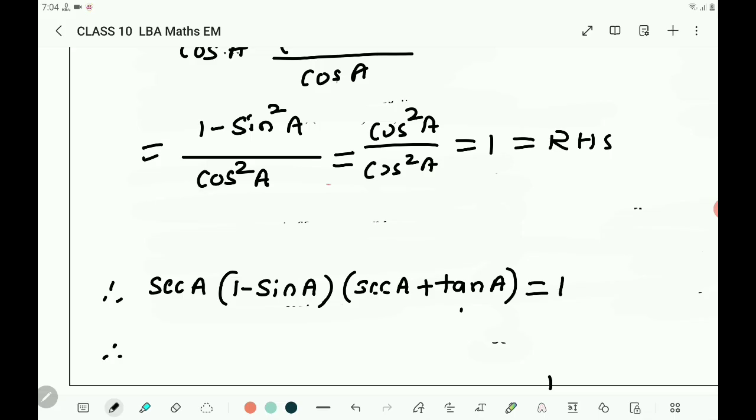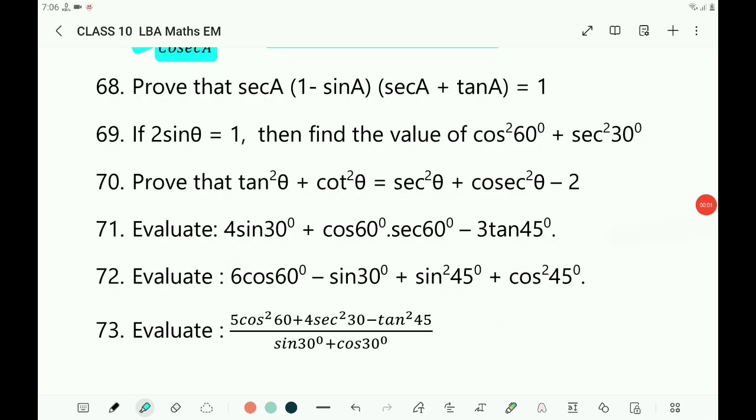Question number 69. If 2 sin theta is equals to 1, then find the value of cos square 60 degree plus secant square 60 degree. Here we have to find the value of theta by using 2 sin theta is equals to 1. You will get sin theta is equals to 1 by 2. Sin 30 is 1 by 2. So you will get theta is equals to 30 degree.